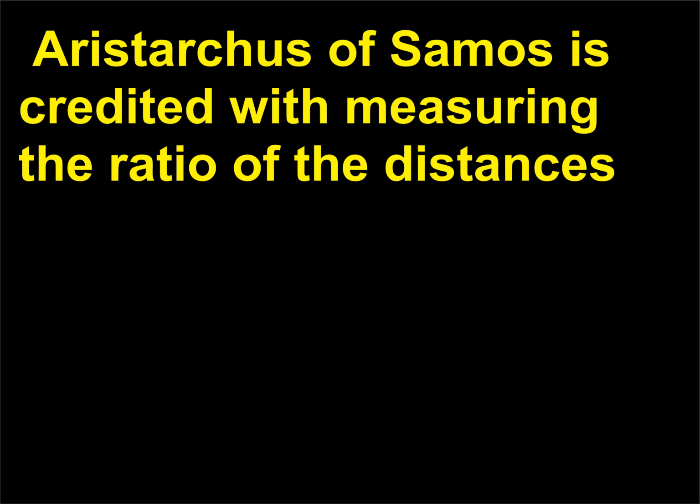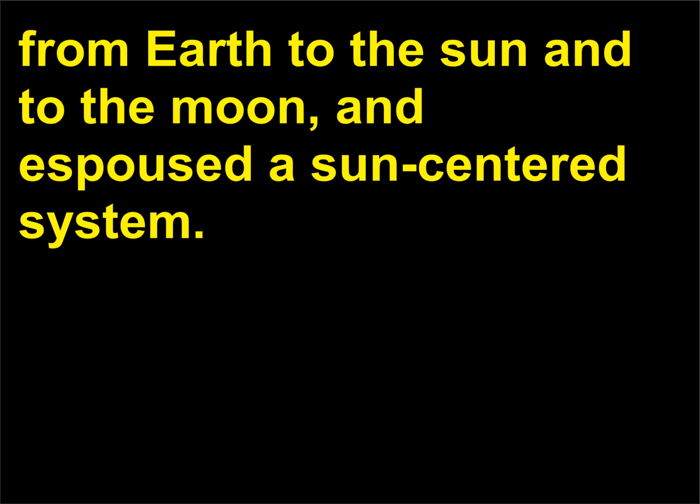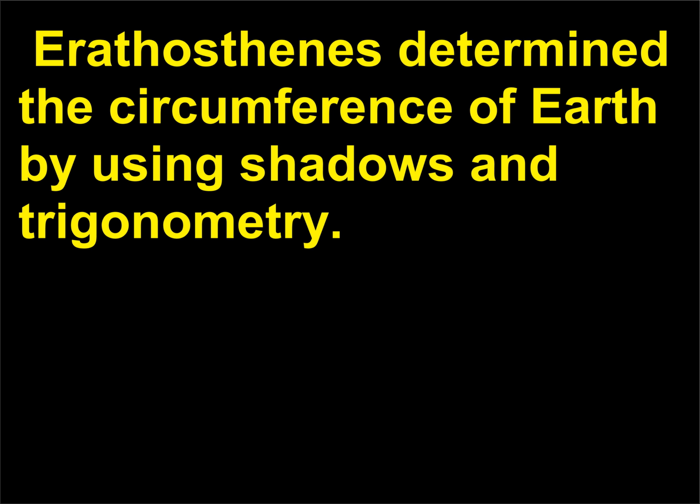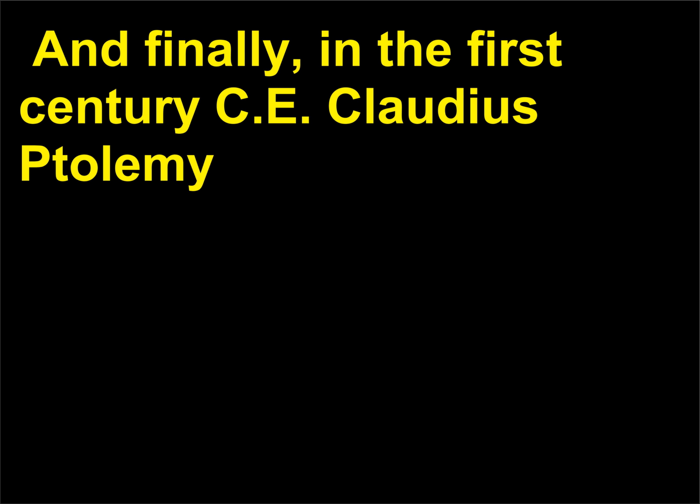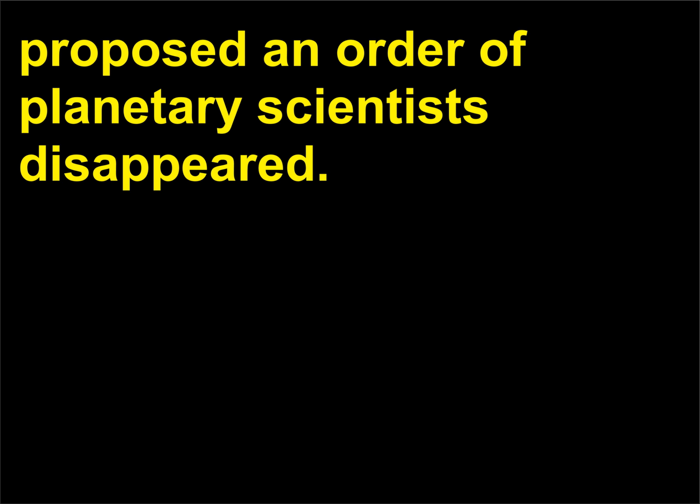Aristarchus of Samos is credited with measuring the ratio of the distances from Earth to the Sun and to the Moon, and espoused a sun-centered system. Eratosthenes determined the circumference of Earth by using shadows and trigonometry. Hipparchus discovered the precession of the equinoxes. And finally, in the 1st century CE, Claudius Ptolemy proposed an order of planetary motion. Then the scientists disappeared.